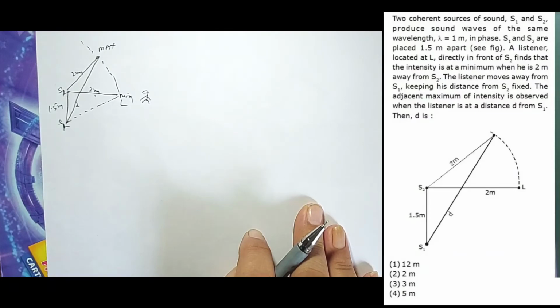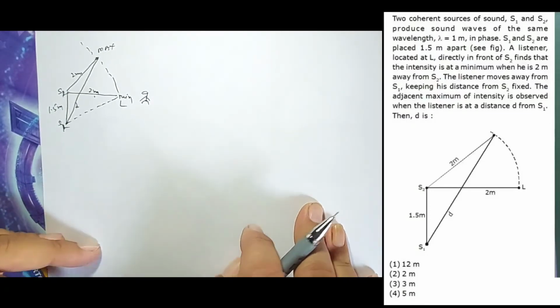The adjacent maximum of intensity is observed when the listener is at a distance d from S1, then d is? So, S2 finds that the intensity is minimum when he is 2 meters away from S2. The listener moves away from S1 and keeps his distance from S2 fixed.